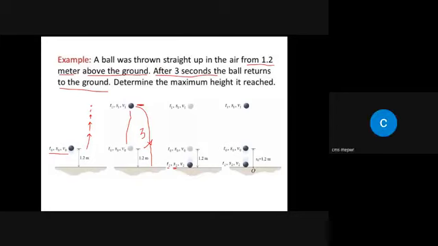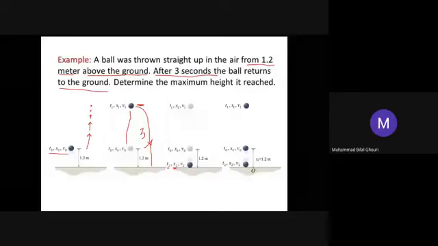Now, in this case, there is change in velocity. The change in velocity between these 2 points, then again the change in velocity between these 2 points, and between these 2 points, right? Why is there change in velocity? Because there is deceleration. Why deceleration? Because of gravity.